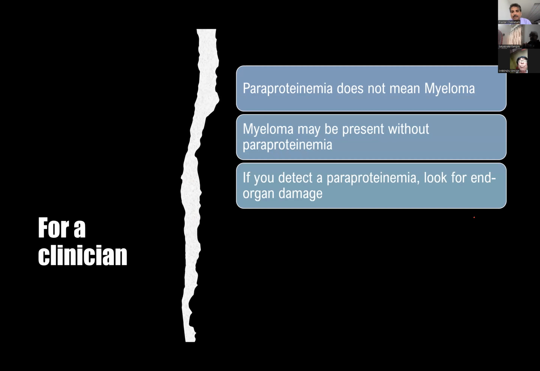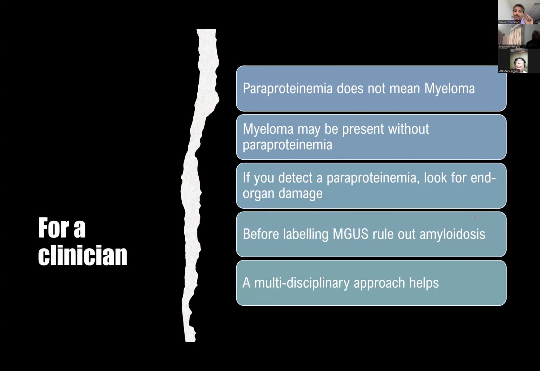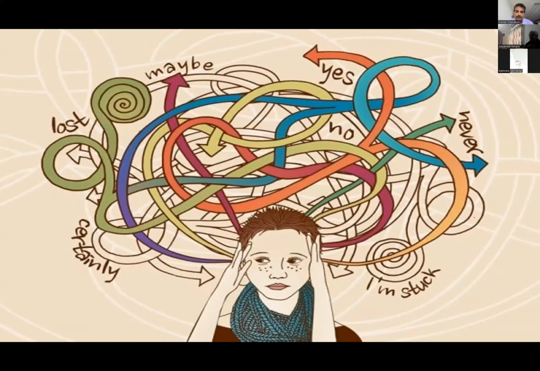If you detect a paraproteinemia, whatever it is, even a light chain, look for end organ damage. For light chain, especially look at the kidney. Before labeling a person as MGUS, please rule out amyloidosis. You can do an NT-proBNP, or you can do a highly specific echocardiography to look at the spectral pattern. A multidisciplinary approach helps, right? We all cannot remember all these things. So the suspicion is the most important thing. I hope I have not confused you more. Just showed you the picture of where a simple paraprotein can lead the patient to. Thank you very much.